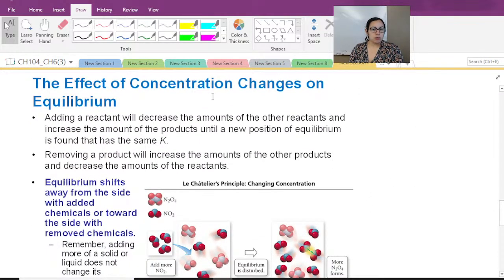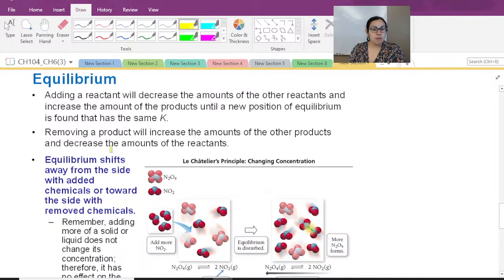And so again, this is just reiterating the same thing. So if we add a reactant, then it decreases the amount of other reactants as it consumes those and obviously goes towards the products. If you remove a product, that can also be a way to increase products. And so this is actually a good way to drive a reaction forward.